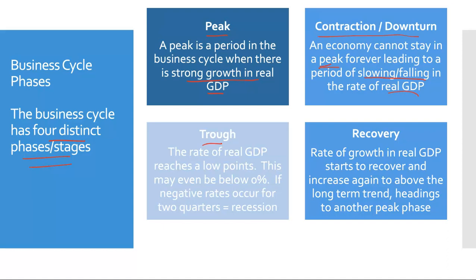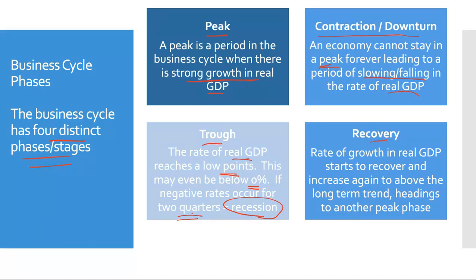Troughs are where the rate of real GDP reaches the most low point. And this may even be below 0%, just like when COVID hit. And if negative rates occur for 2 quarters, this is when we're talking about a concept called a recession, something we did have in 2020.